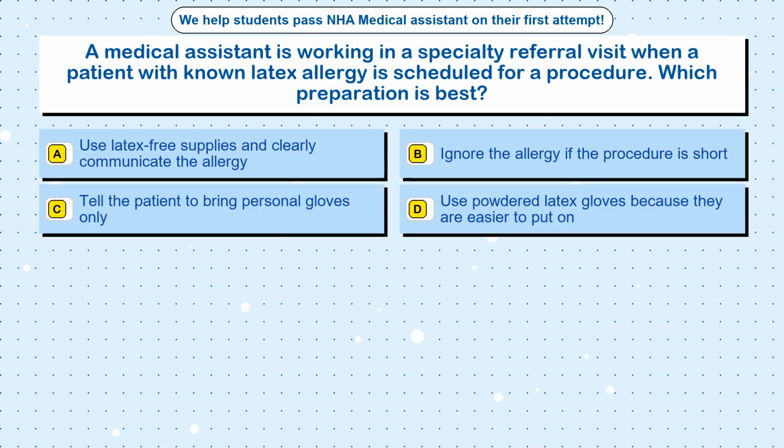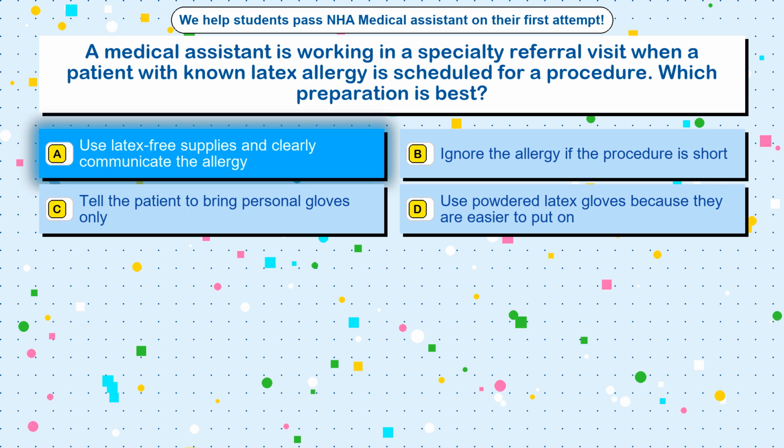Question 69. A medical assistant is working in a specialty referral visit when a patient with known latex allergy is scheduled for a procedure. Which preparation is best? Option A, use latex-free supplies and clearly communicate the allergy. Option B, ignore the allergy if the procedure is short. Option C, tell the patient to bring personal gloves only. Option D, use powdered latex gloves because they are easier to put on. The correct answer is option A.